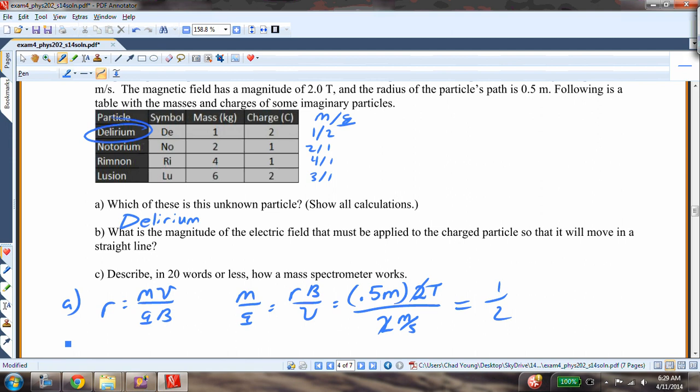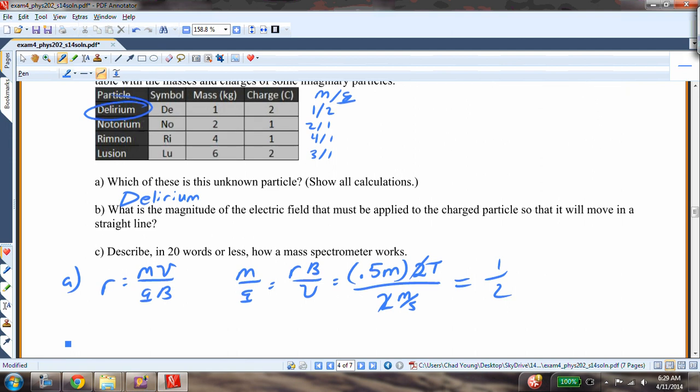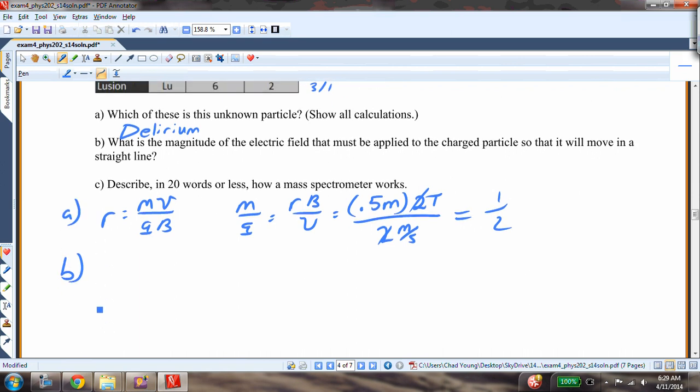particle. Now B, what is the magnitude of the electric field that must be applied to the charged particle so that they move in a straight line? All right, so here I have this particle that is traveling in a curved path. It has a magnetic field acting to give it a force. So it has a magnetic force equal to qvB.